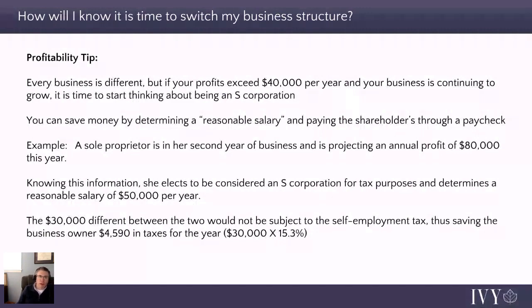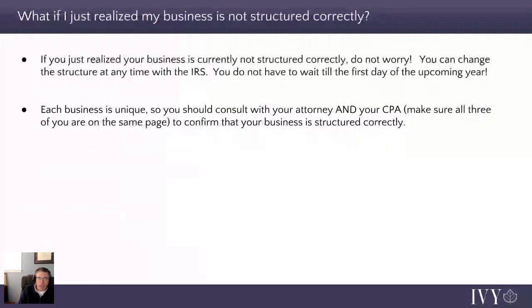Okay, so maybe you've heard what I just said and you're saying, what if I realize that my business is not structured correctly? So I always say, if you realize that maybe there's a more advantageous structure that you could use that's going to save you money, don't worry about it. Don't freak out. You can change the structure at any time with the IRS. So if you have a good accountant and you think that it should be different, you don't have to wait till next year. There are ways that you can change it and even maybe make it retroactive for the first of the year that you're in.